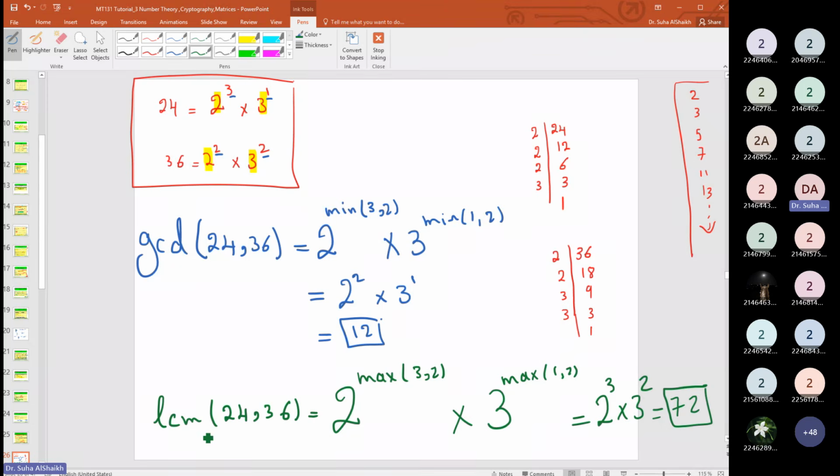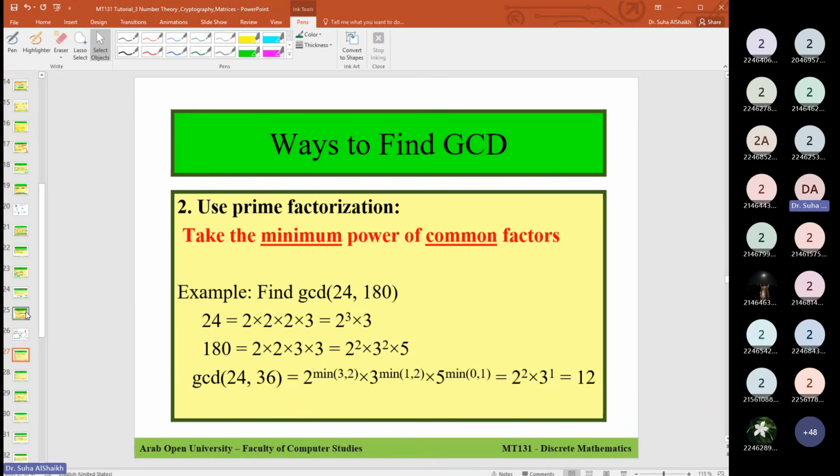What is the LCM? It is the multiple that is common, that is least. This is the LCM. What is the GCD? The divisor that is common, the greatest common divisor. The LCM is the least common multiple between the two numbers. Okay, so here you have this example.